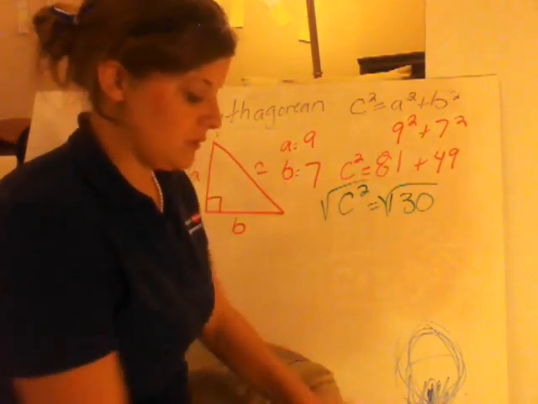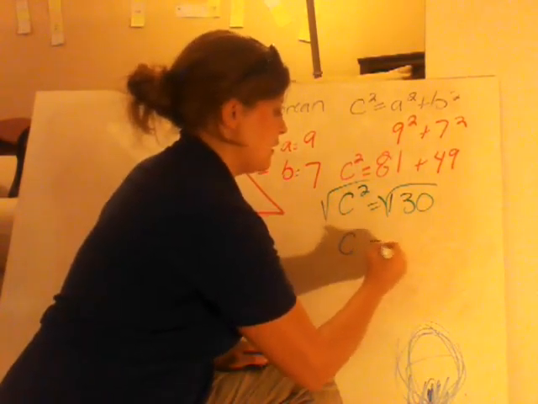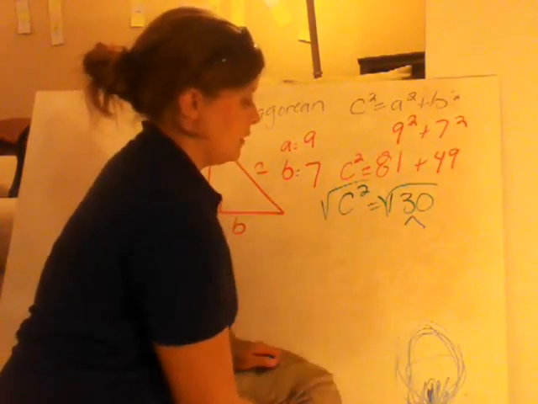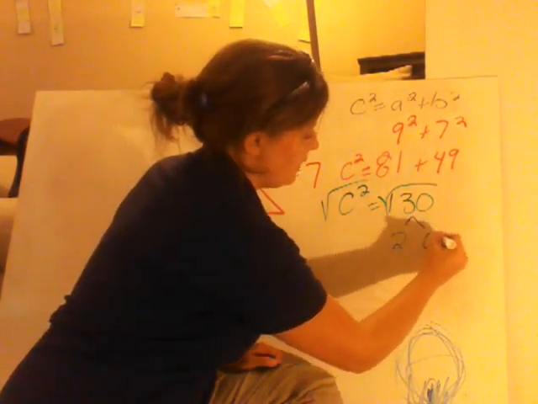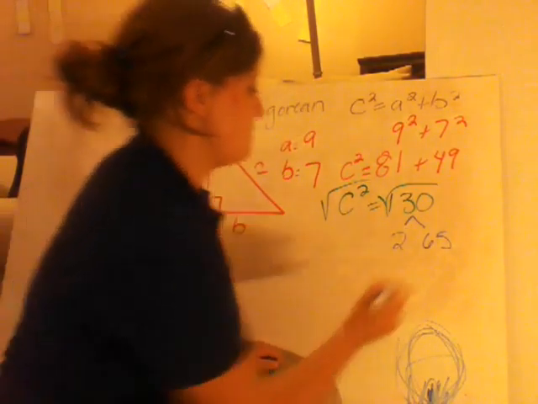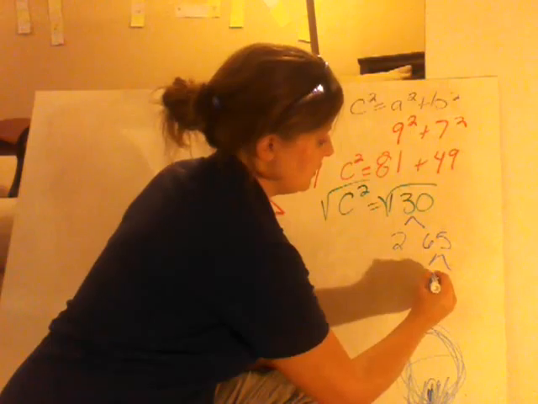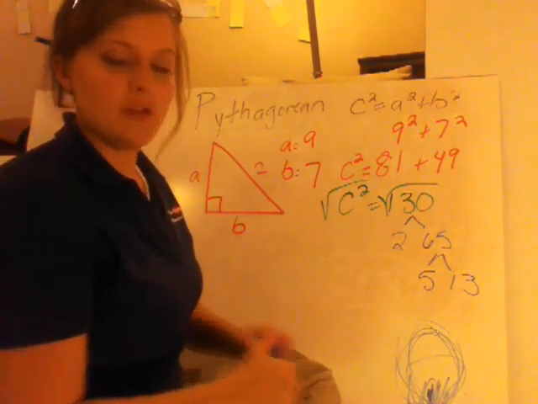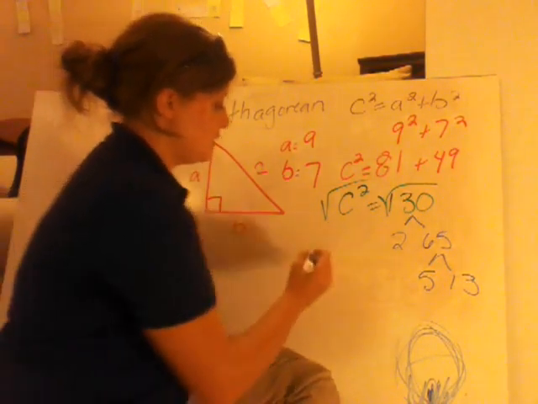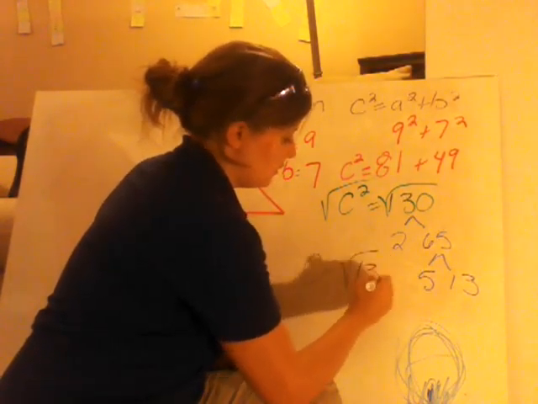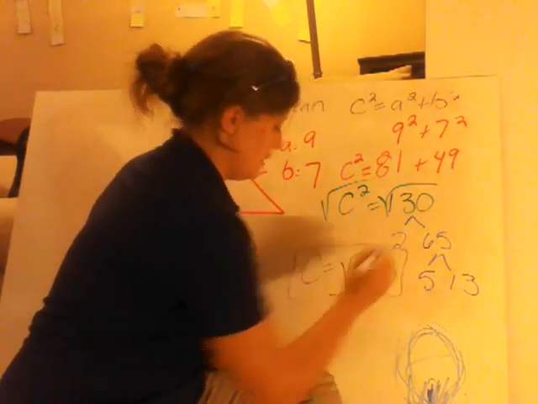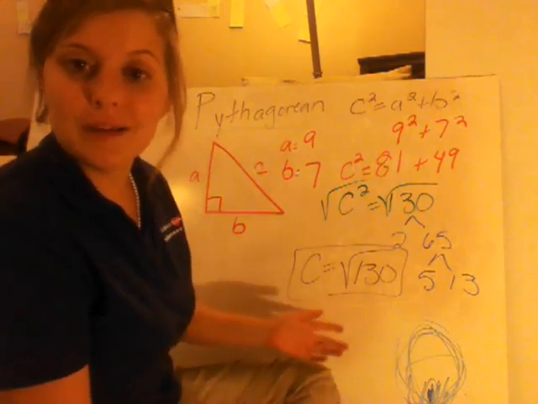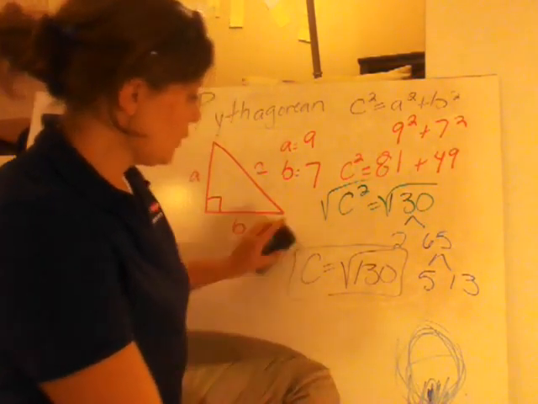I switch colors because it makes me feel nice. I got C equals... let's see, we've got 2 and 65, right? Yep. 65 is 5 and 13. Well, my goodness, nobody's getting out of jail today. So, C equals the square root of 130. That's our answer, because I can't break it down anymore. That's all we're doing. One more for this side.